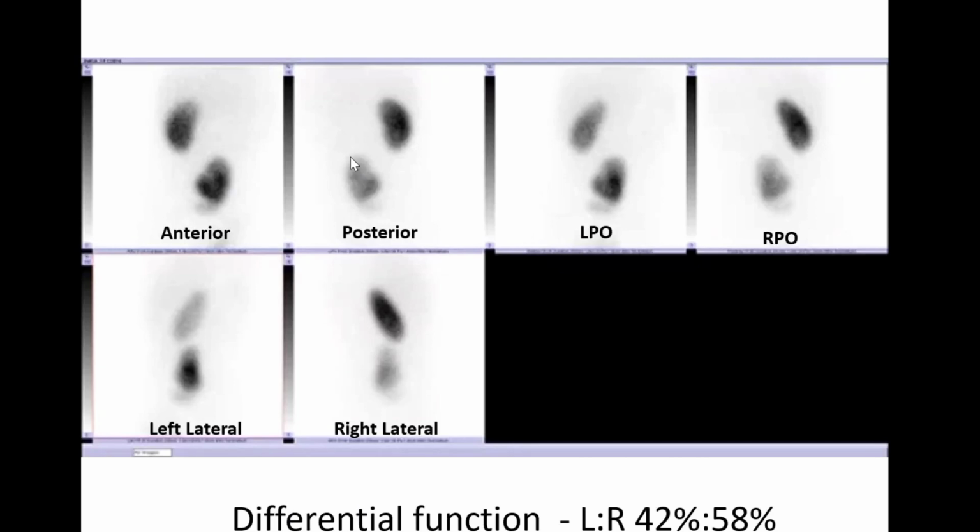Otherwise, if you just use the posterior view of this pelvic kidney, the differential function would be significantly less if you just use this view for calculation. So one important thing when you have an ectopic kidney, always use anterior and posterior and average out the counts to calculate the relative function.